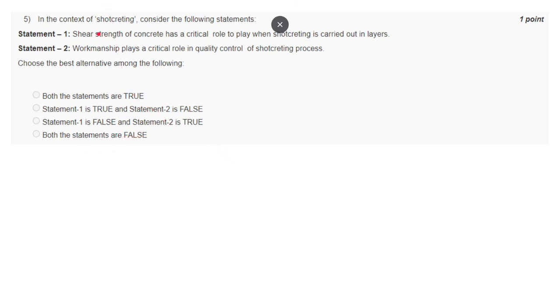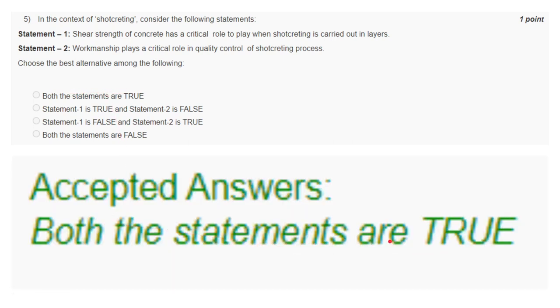If you remember, in shotcreting, one of the main parameters is shear strength, that is the sliding failure, and it is more important when shotcreting is carried out in layers, because the more the layers, the more the chance of segregation and sliding failure. That's why shear strength of concrete has a critical role to play when shotcreting is carried out in layers. And the second statement, workmanship, also plays a very critical role apart from the materials and the mix conditions. The nozzle men play a critical role in quality control of the shotcreting process. So both the statements are true.